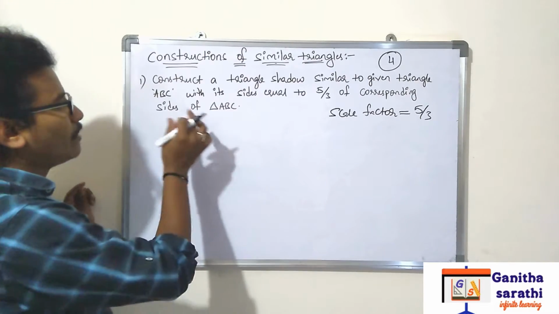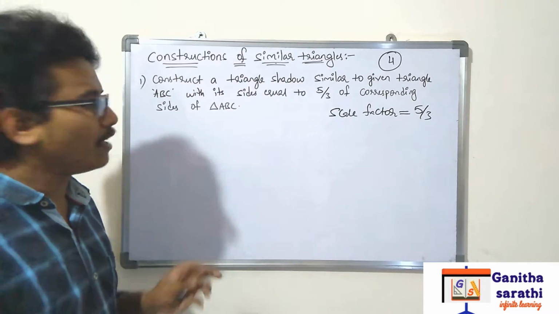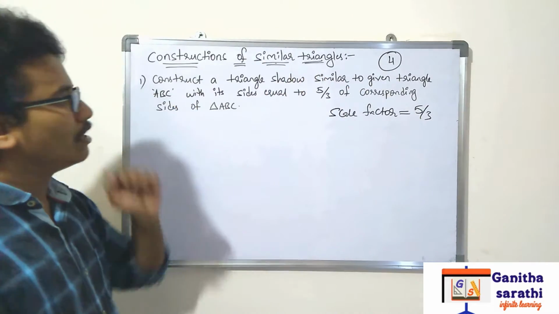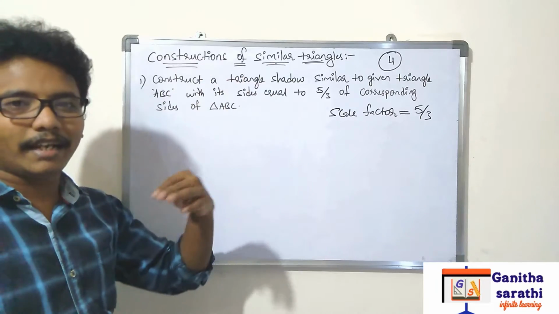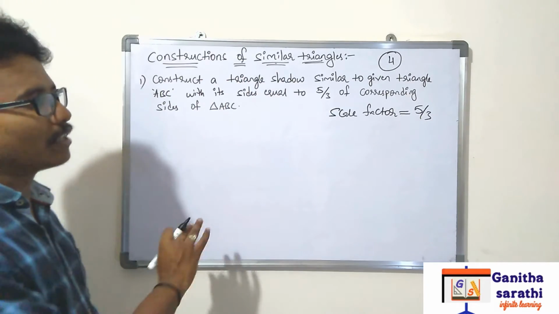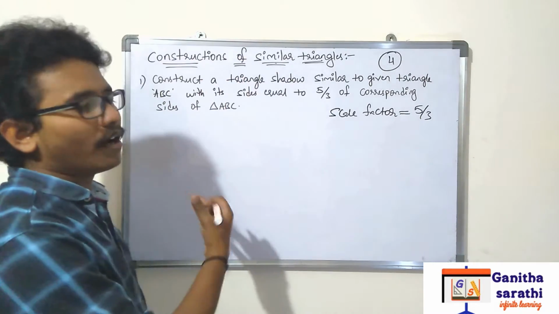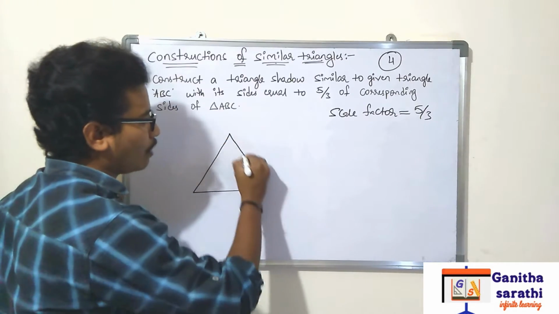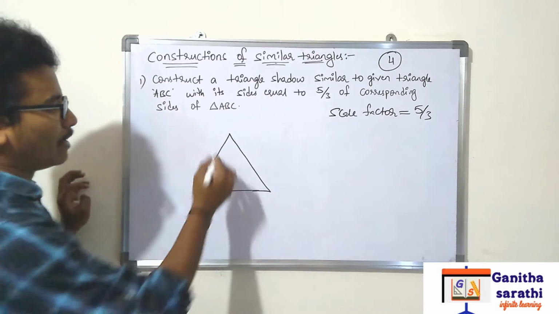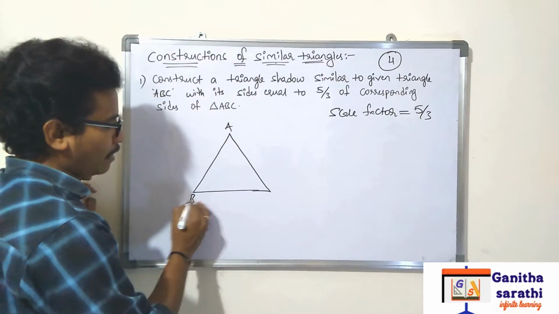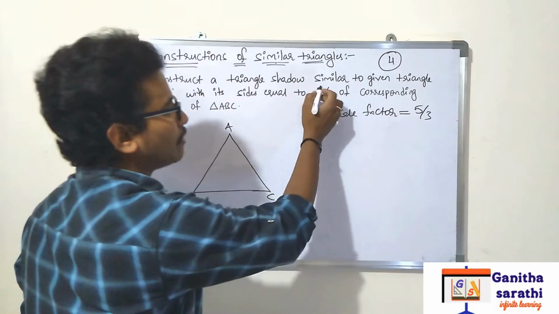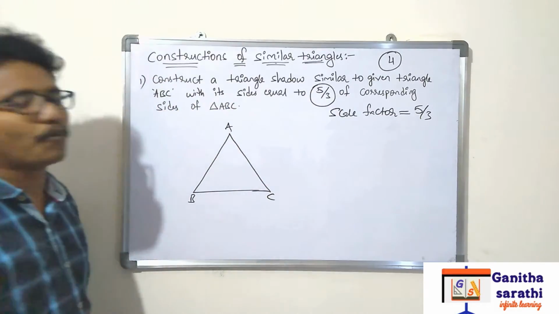See here, first we have to construct the original triangle. How will we construct the original triangle? He is not giving any measurements, right? So, if he is not giving any kind of measurements, you construct the triangle yourself, by your own measurements. I am constructing like this. This is A, B and C. Now ABC with 5 by 3 of the corresponding sides.